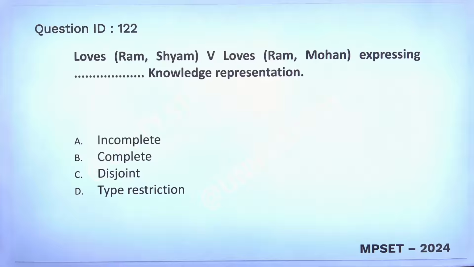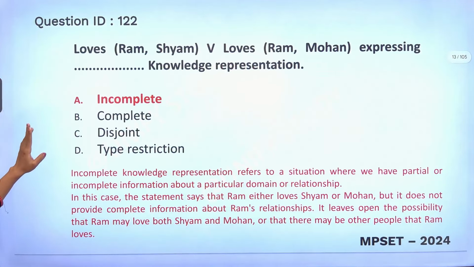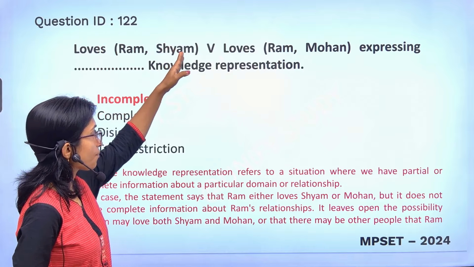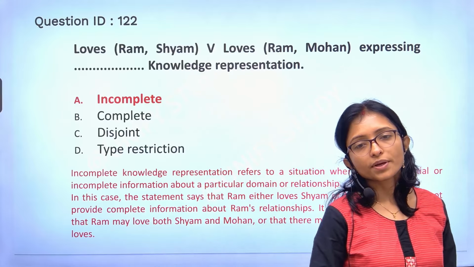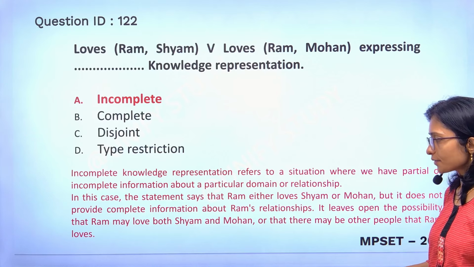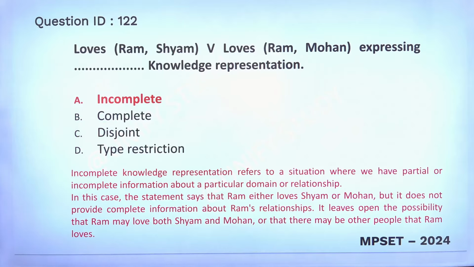Here it is given loves(Ram, Shyam) or loves(Ram, Mohan). From this sentence, from this knowledge representation, we are able to understand that either Ram loves Shyam or Ram loves Mohan, but it is incomplete. We are not getting complete information here. Either one, or Ram may love both. So which one is confirmed, we are not able to get here. That's why it is incomplete information.